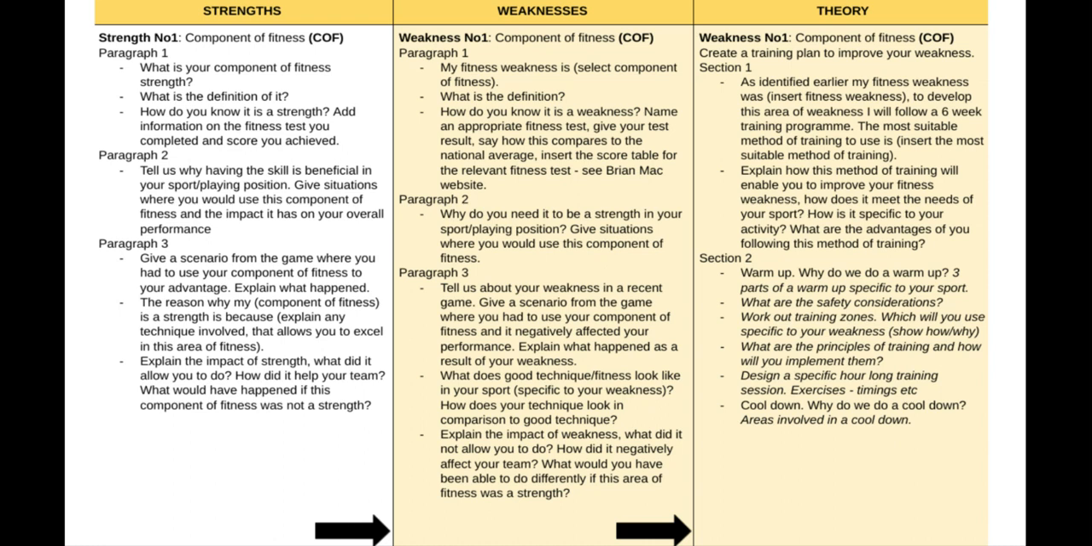The theory element focuses on developing a one-off training session to improve your specific component of fitness weakness. I will publish another presentation to discuss the training session in more detail, so watch this space and this channel. In the meantime, use the section questions to scaffold your content.